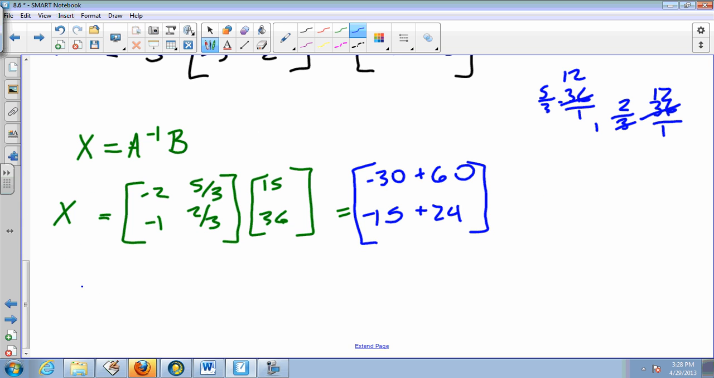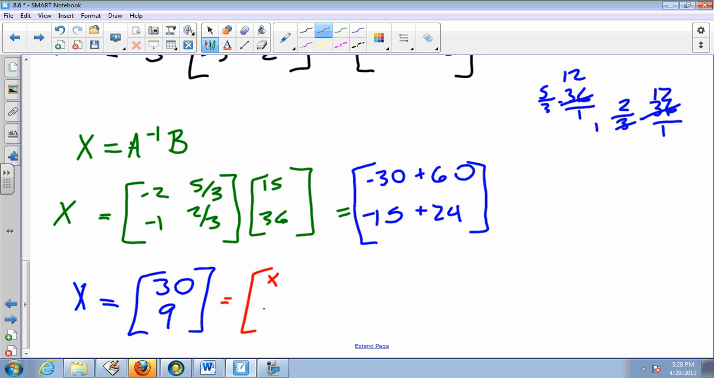So matrix X is 30 and 9. But please remember that matrix X is XY. So we know X is 30 and Y is 9.